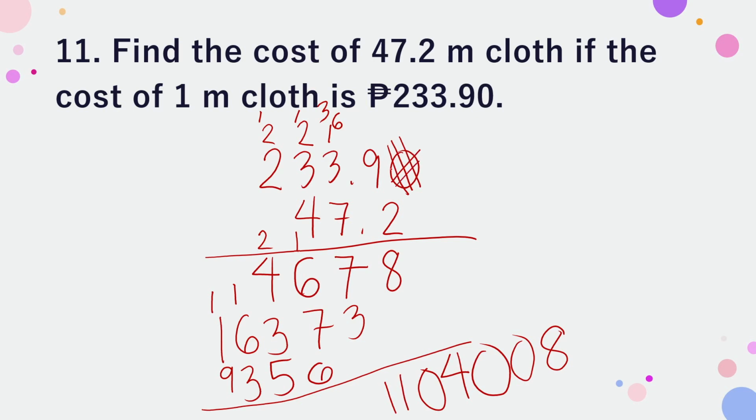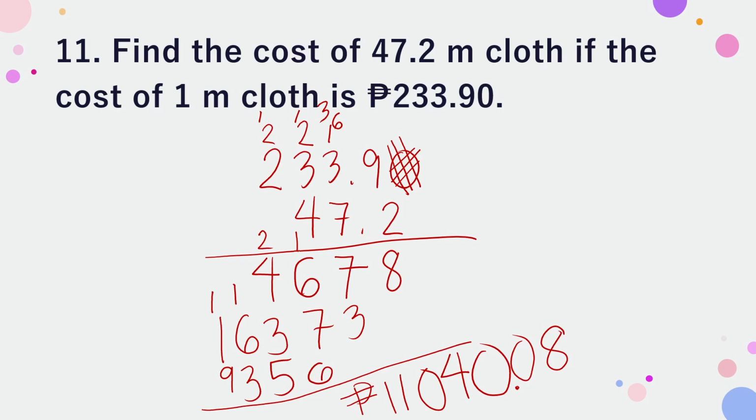I dropped the 0, but do not count the 0 in the decimal places. So, how many decimal places do I have? I have 2 decimal places. So, move the decimal point twice to the left. 1, 2. This will be the location of the decimal point. So, what is the unit here? Meters or pesos? Pesos. Okay, pesos. So, any questions about number 11?